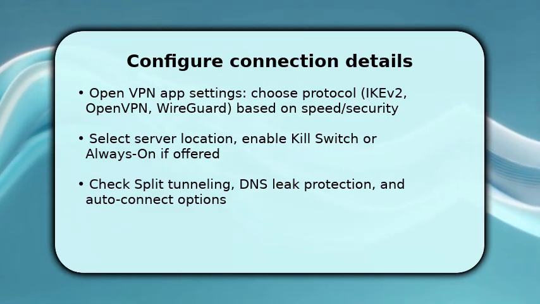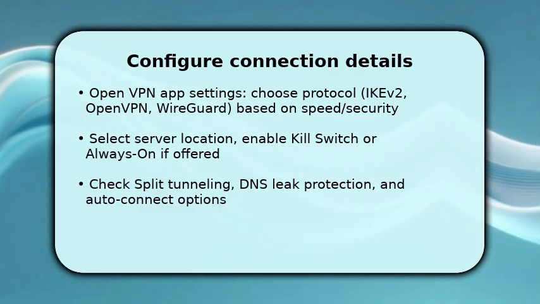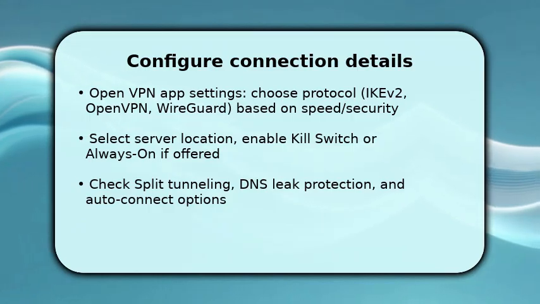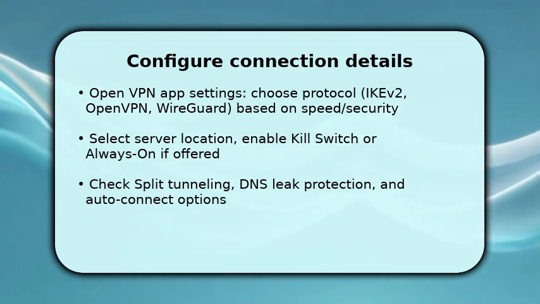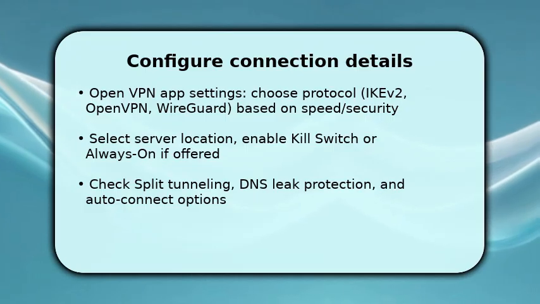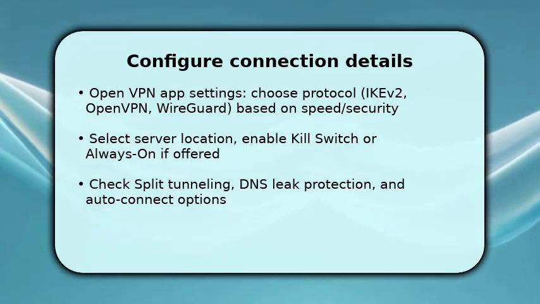Enable Kill Switch or Always-On VPN to prevent leaks when the connection drops. Enable DNS leak protection to ensure DNS requests use the VPN. Make sure Auto Connect on untrusted Wi-Fi is set if you want seamless protection.